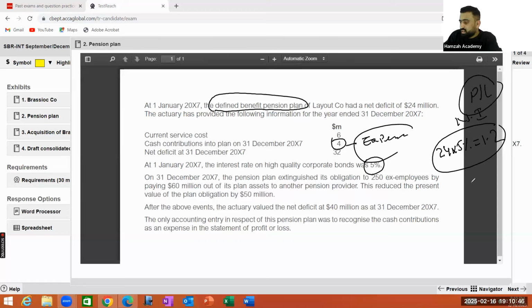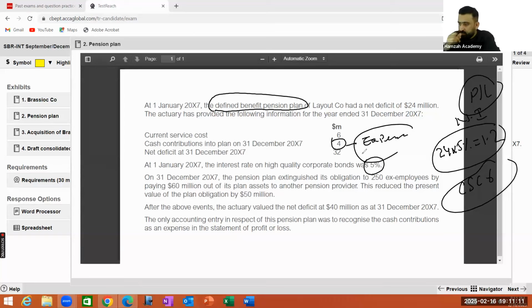Along with that, the current service cost of 6 million should be recognized in profit and loss account. And further, the 4 million which they have recorded as an expense should be reversed. Expense should be credited, and it should be treated as a reduction in liability.